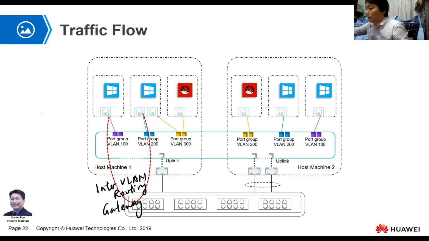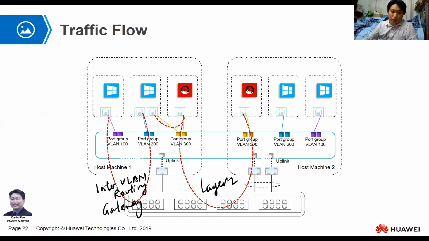Now, if you have another traffic flow, for example from a VLAN 300 machine to another VLAN 300 machine, it will happen internally without the need for physical hardware. And lastly, if you would like to communicate from one VM in host machine 1 to another VM in host machine 2, running on the same VLAN, here we will just require layer 2 switching. So I'm basically forwarding the data frame or packet to the other host for them to process. This will basically perform something like broadcast and then later unicast for the traffic flow.